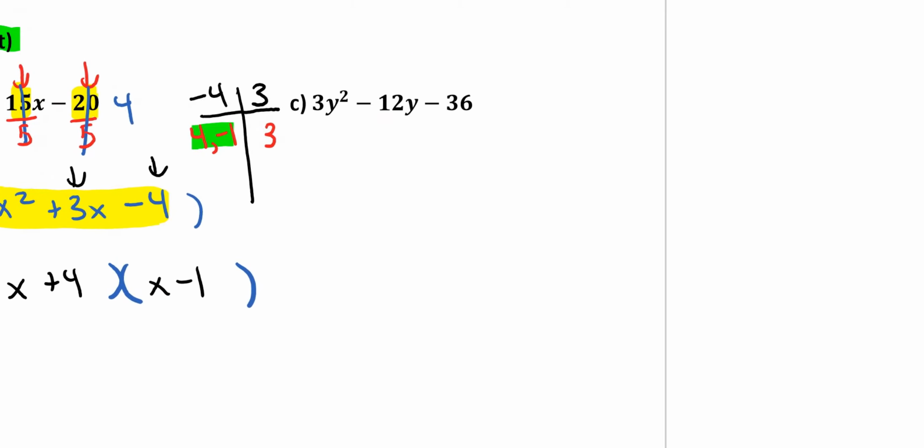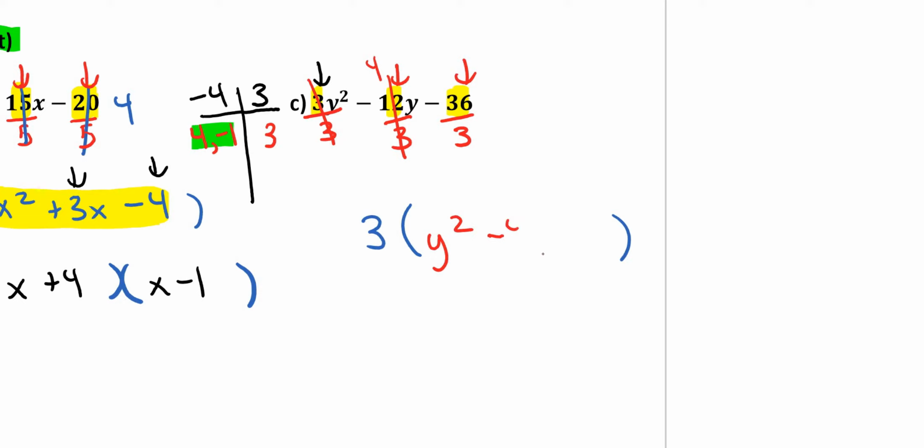Moving on to question C, if I take a look at the numbers here, the coefficients, here's a 3, a 12, and a 36. The biggest number that divides all three of those numbers at the same time is the number 3. So 3 is your greatest common factor, and I'm going to pull that out from the trinomial. And if I do that, I need to divide every single term by 3, which is the GCF. So 3 divided by 3 gives you just the y squared. 12 divided by 3 is 4, so negative 4y. And 36 divided by 3 is going to be 12, so minus 12.